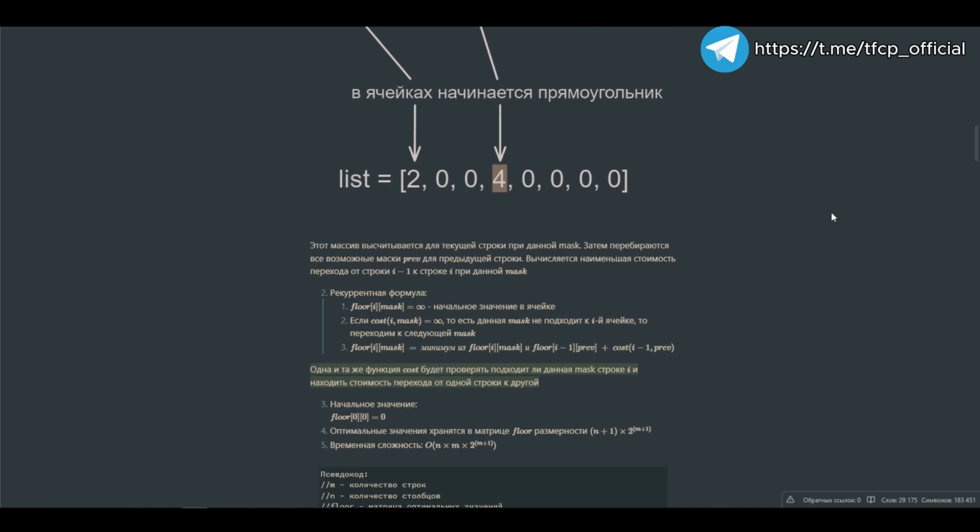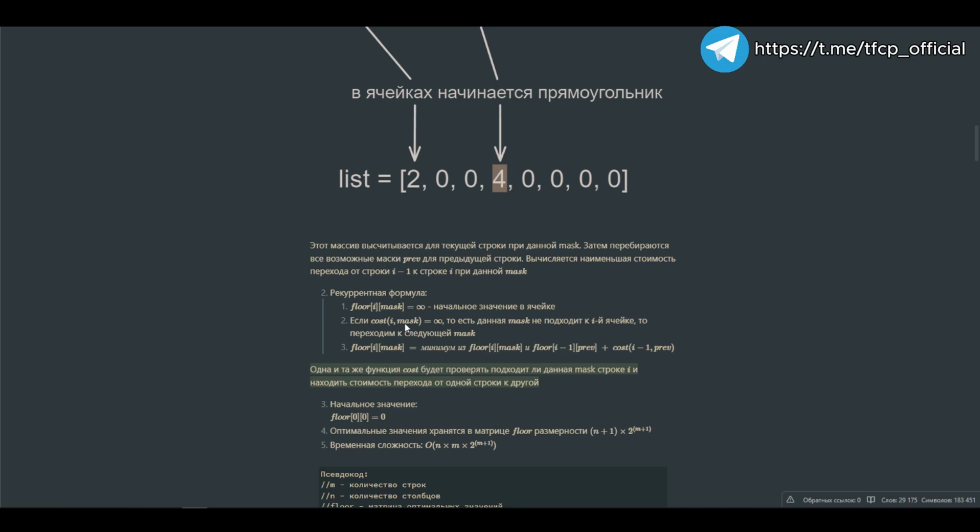Then, all possible masks of the previous row will be thoroughly examined. And we will consider the cost of transitioning from the previous row to this row with a given mask. Accordingly, the recursive formula is initially infinite, except for position 0.0. Here it will simply be 0.